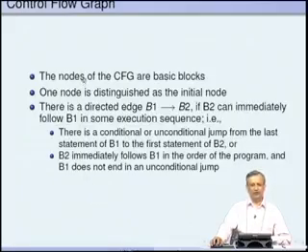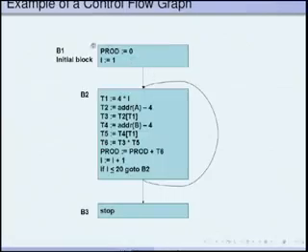What is a control flow graph? The nodes of the control flow graph are basic blocks. So, we saw this already. One node is distinguished as the initial node. So, here this is the initial node.